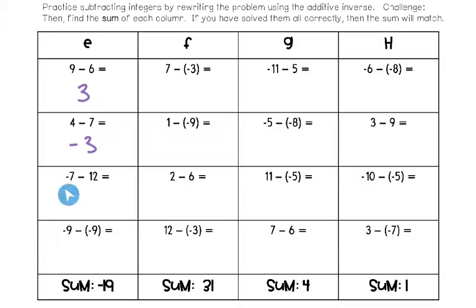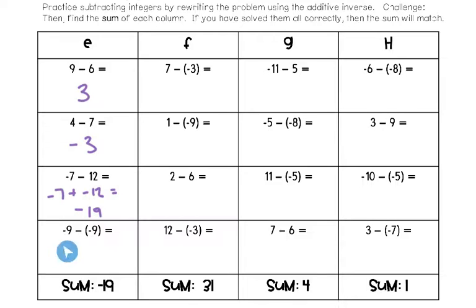So now we'll look at the next one, negative 7 minus 12. We'll use the algorithm for this. You start at negative 7 and we don't minus. We want to add the opposite. So negative 7 plus negative 12. When I'm adding two numbers with the same sign, I'm just going to add like normal. I get 19, and then I know that they're negative. So I have a negative 19 for my answer.